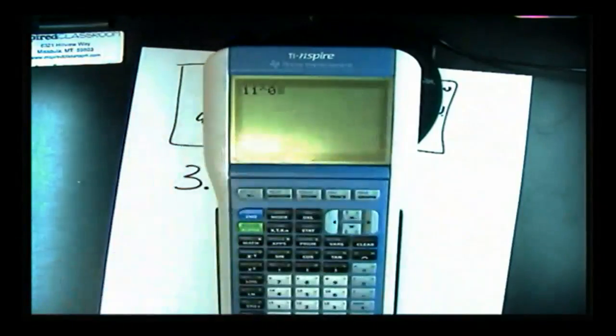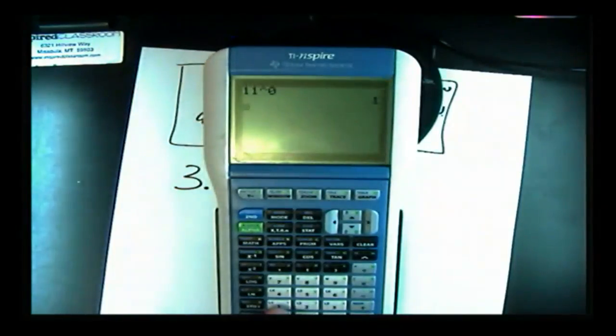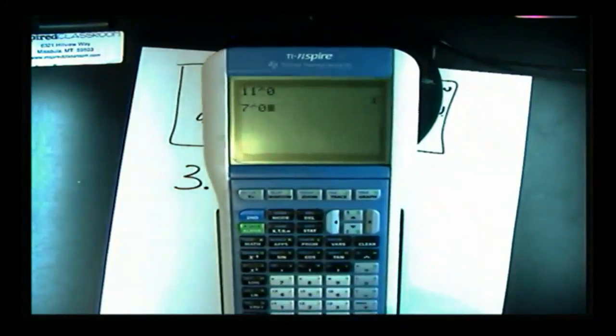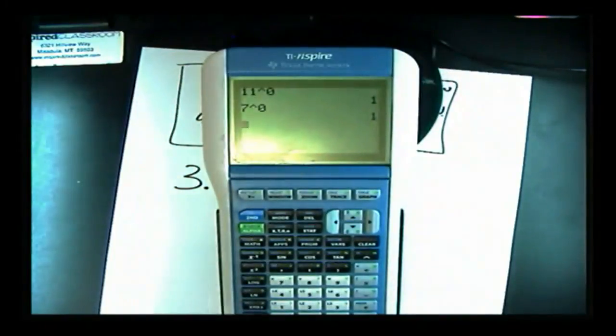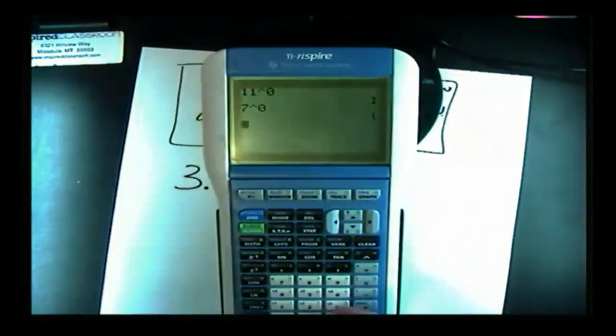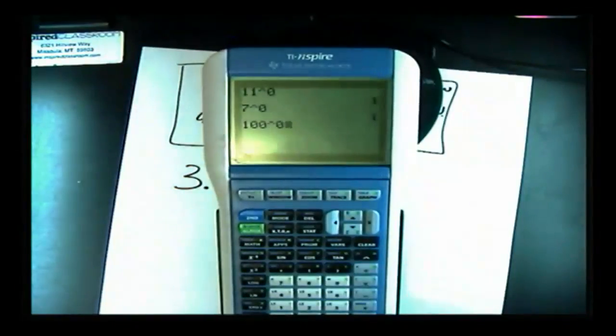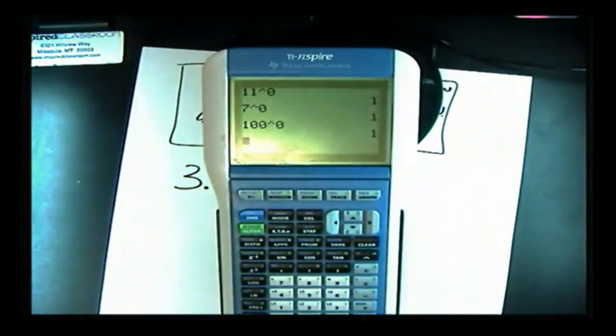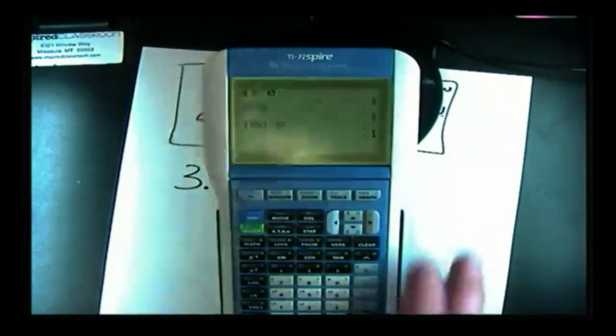Anyways, anything to the 0 power is 1. 11 to the 0 power is 1. How about another number? 7 to the 0 power. 1. Still 1. How about 100 to the 0 power? There it is. It's 1. So that's the rule. Anything to the 0 power is 1. Anything to the first power is itself. Anything to the second power is itself times itself, 2 times. Third power, times itself 3 times. Fourth power, times itself 4 times. And so on and so on.